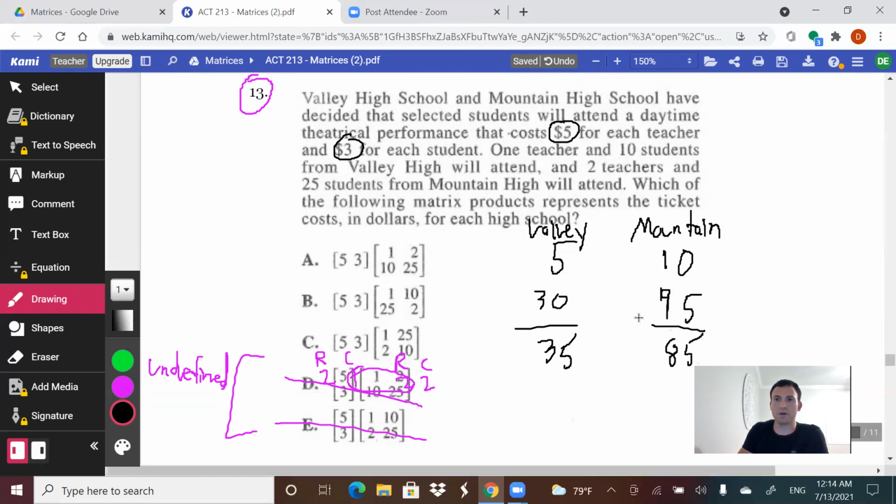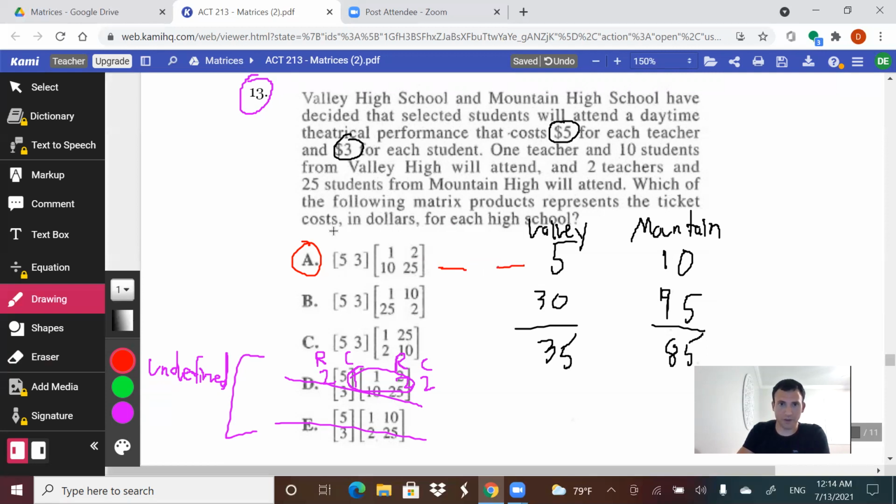So let's see which one represents this. I'll tell you right now, it's going to be A. I know I kind of ruined it, but I'd rather you just understand. So 5 times 1, that's $5 for one teacher for Valley. So that gets us this 5. 3 times 10 gets us the 30. That gets us the 35 output.